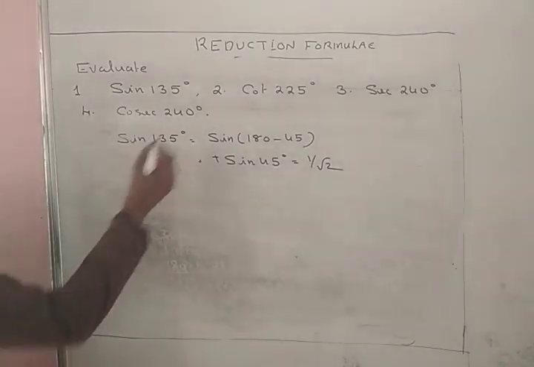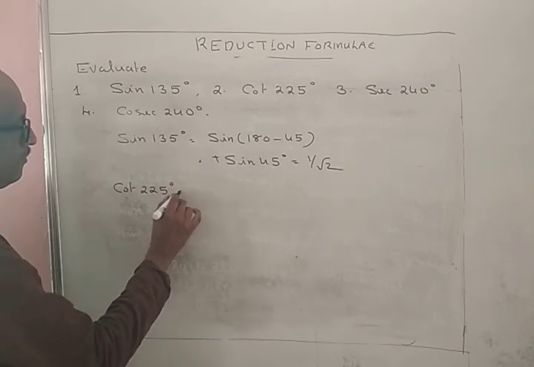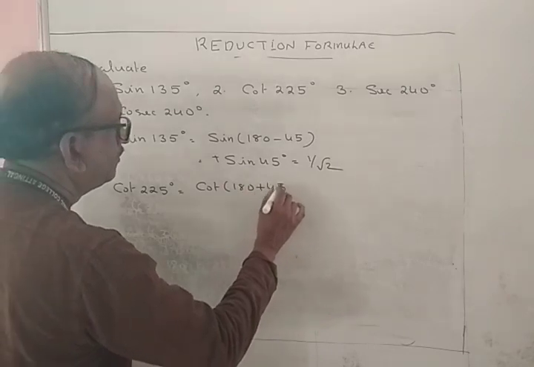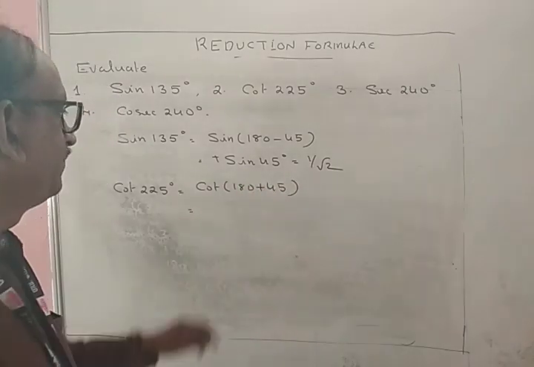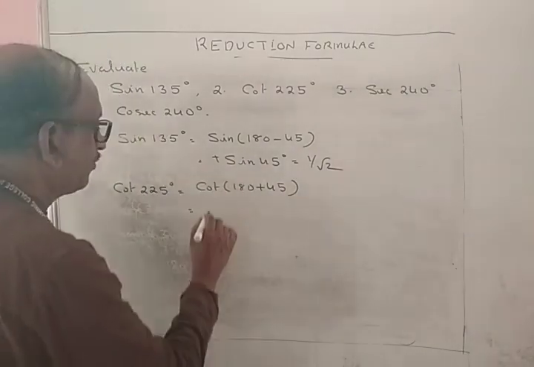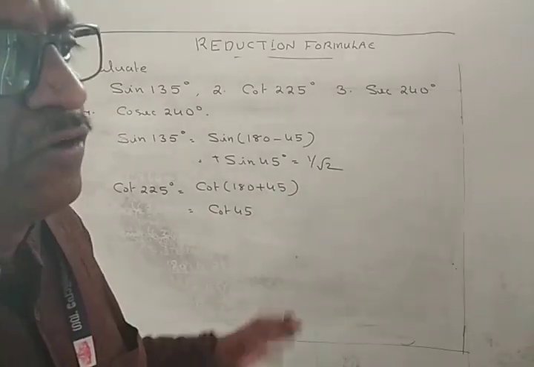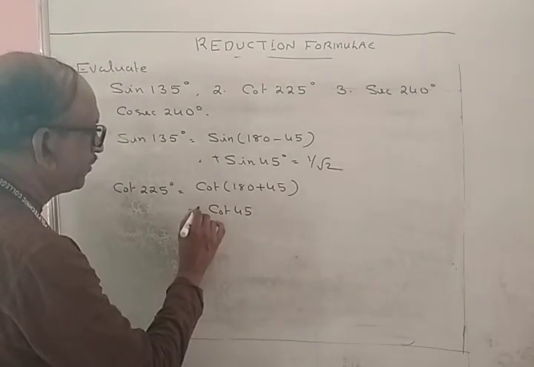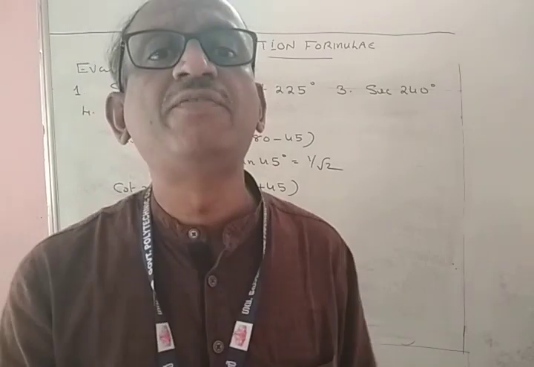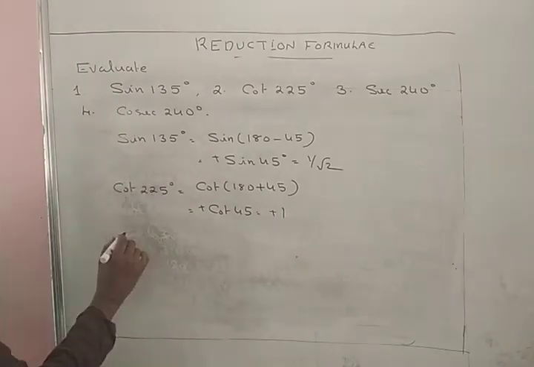Next, cot 225 is equal to cot 180 plus 45. Cot is the same as cot because the angle is 180 degree. Therefore, cot 45. Third quadrant, cot is positive. Plus cot 45. Cot 45 is the reciprocal of tan 45. Tan 45 is 1. Therefore, cot 45 is equal to 1.